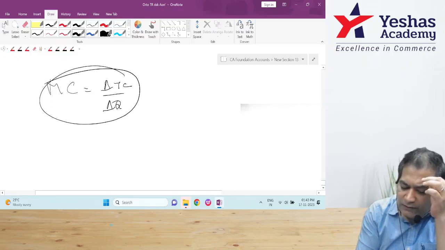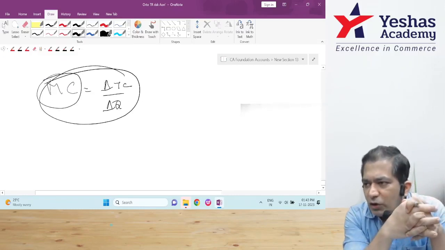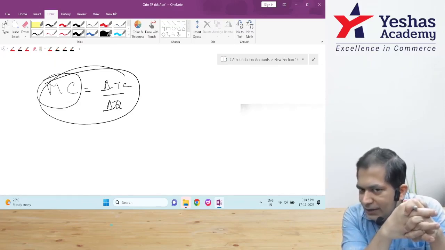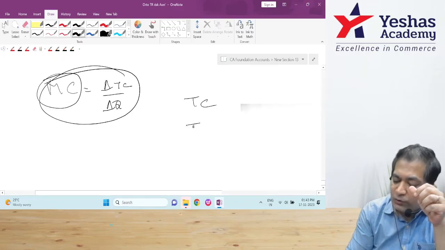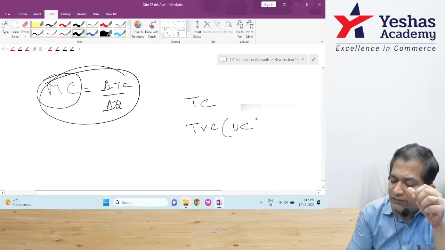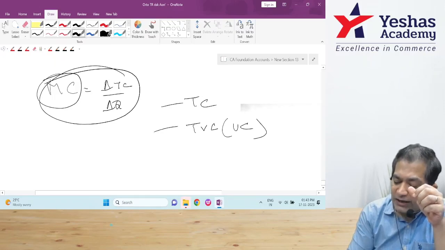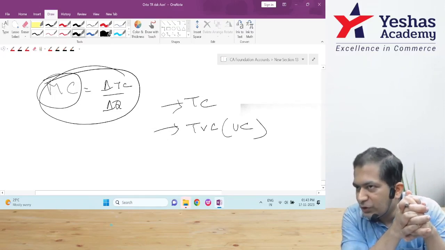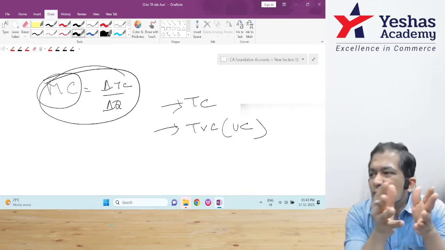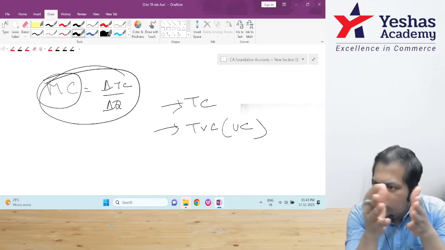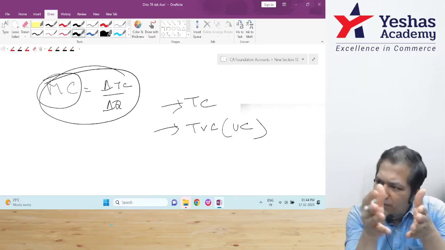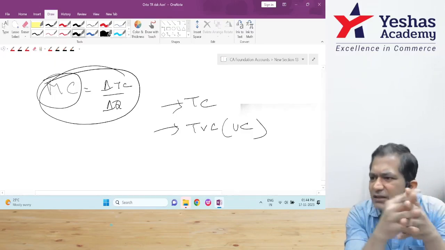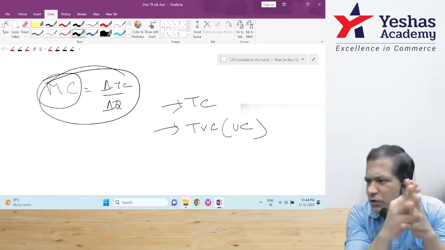But if they ask you what marginal cost is closely related to, and in the options you have both total cost and total variable cost, both options are correct, but which is more correct? Total variable cost. They will like this term. Why? Because total cost doesn't have its own identity. Every change in the total cost is only due to the change in the total variable cost, since total fixed cost does not change. So as much as the change in the total variable cost is happening, that much change in the total cost is happening.